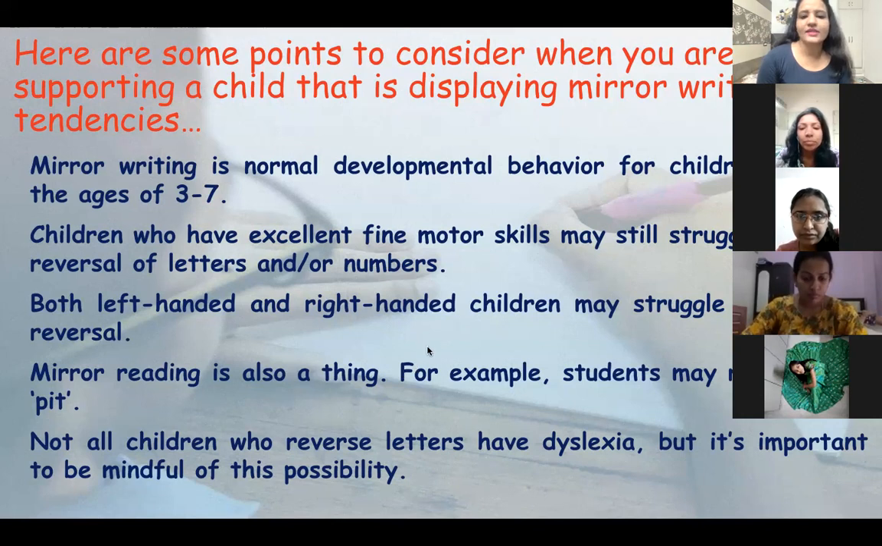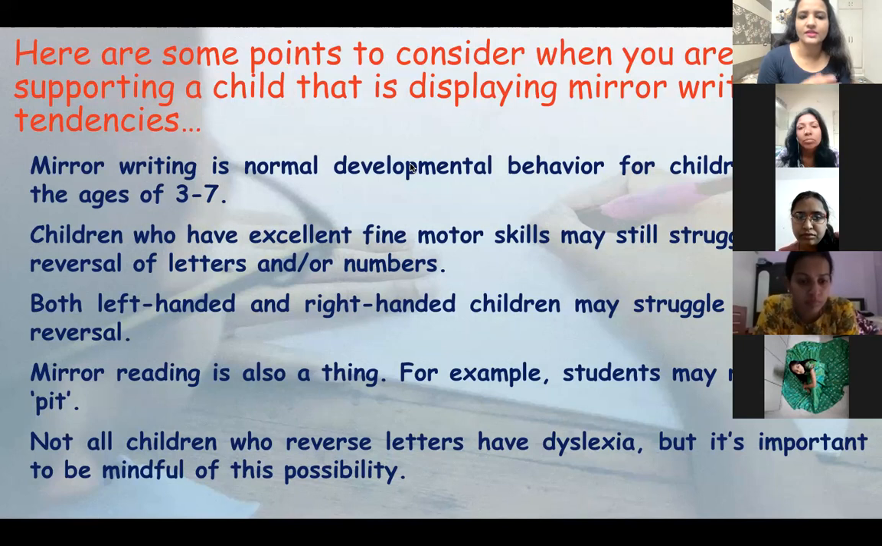Then children who have excellent fine motor skills may still struggle with the reversal of letters or numbers. Now, what are fine motor skills? I'm sure we all know what fine motor skills are. Fine motor skills are basically those small muscles in our fingers, which make our grip stronger and give us the ability to hold things in a better way. So those muscles are called fine motor skills.